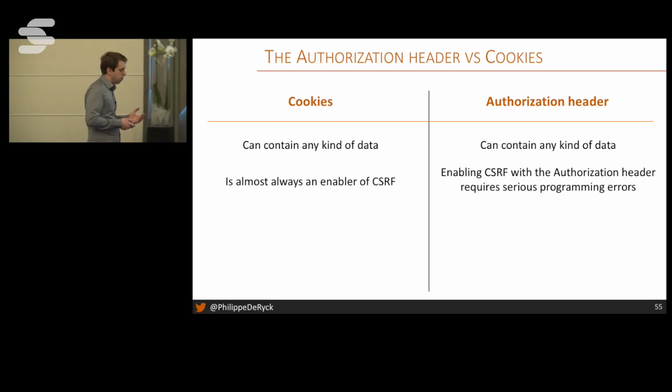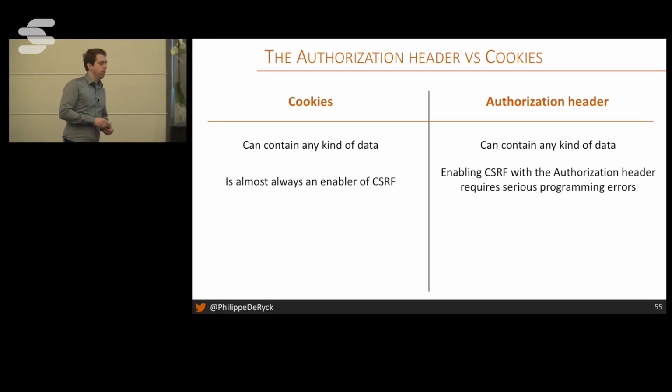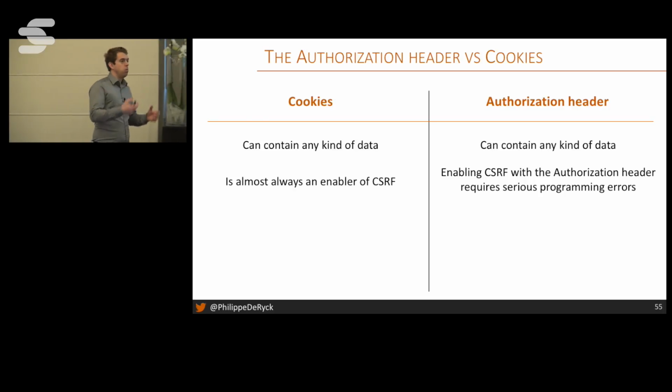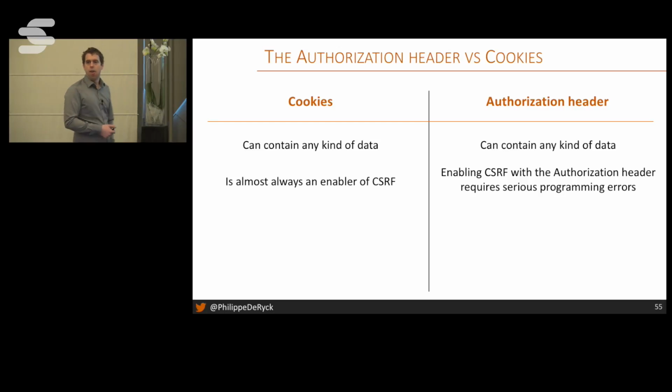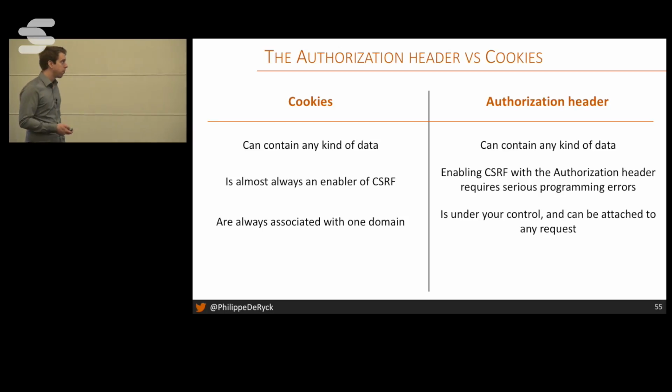Cookies probably enable CSRF, so you'll definitely need to make sure that you protect against that. If you use the authorization header, you need to screw up really badly to enable CSRF because people need to be able to make calls to an API through your context because your context needs to attach the authorization header from JavaScript. So that's a win there.